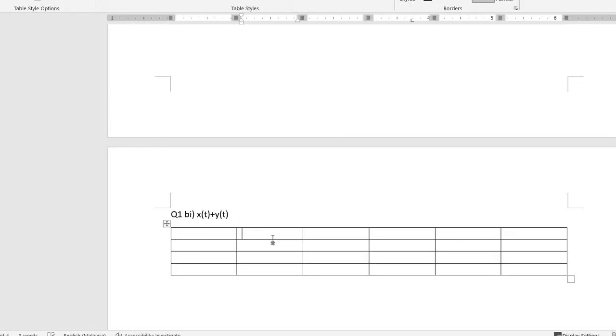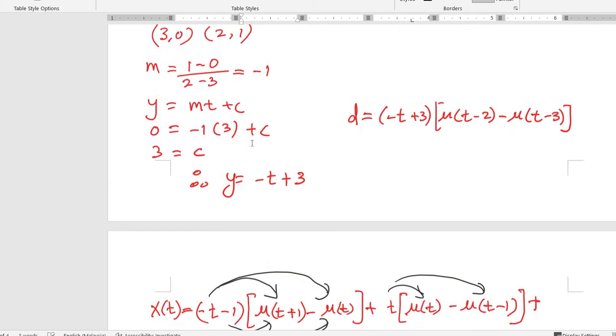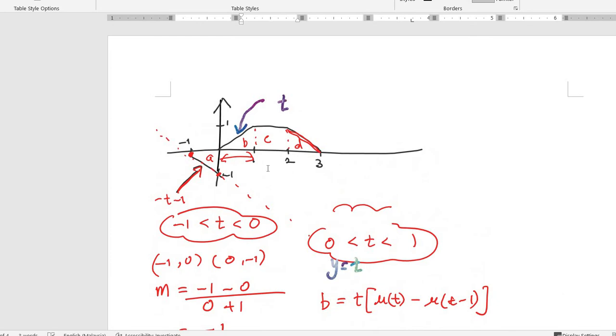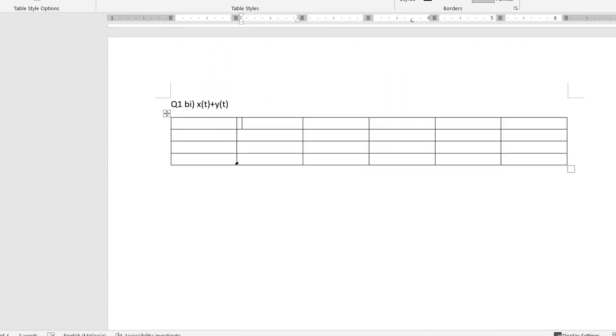Okay, and then you know the range, right? Based on the figure, you know the range. This is from minus 2 to 2, and then the first one should be the minus 1 to 3. So you can do the range from minus 2 to 3. Okay, so minus 2 to minus 1. Okay, next one is minus 1 to 0. And this one is 0 to 1. Next is 1 to 2. And then 2 to 3.